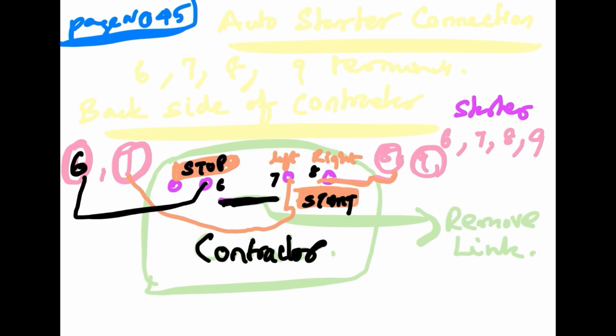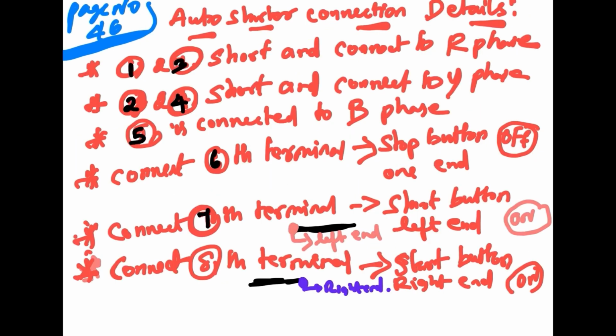Auto starter connection, 6th, 7th, 8th, 9th terminals, back side of the contactor. The 6th is connected to the contactor back side stop button, one end. Remove the link, that is important; the link is given in the diagram. The 7th terminal is connected to the start button left hand. The 8th terminal is connected to the start button right hand. The 9th terminal is dummy.